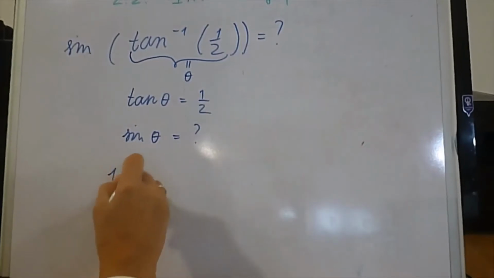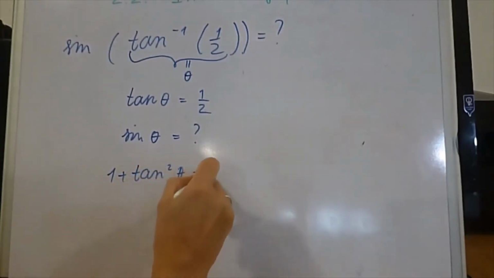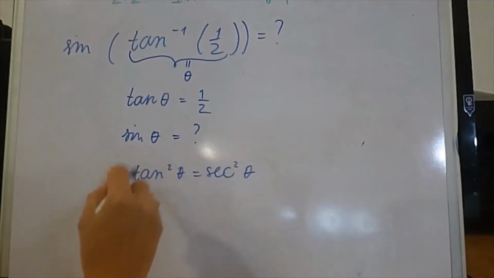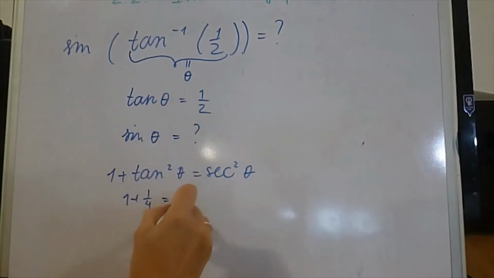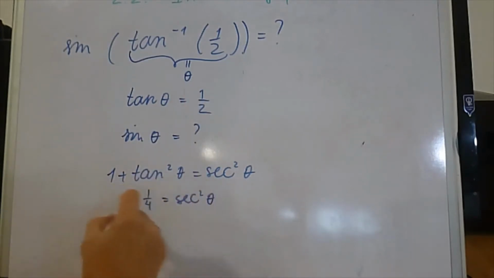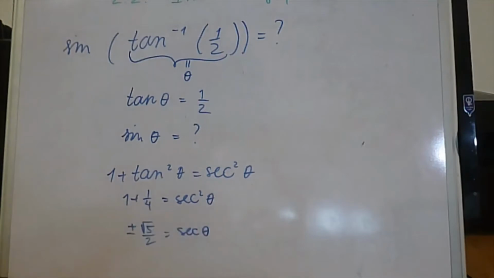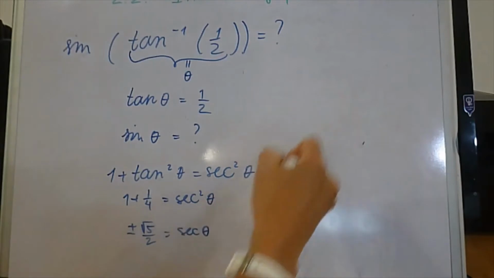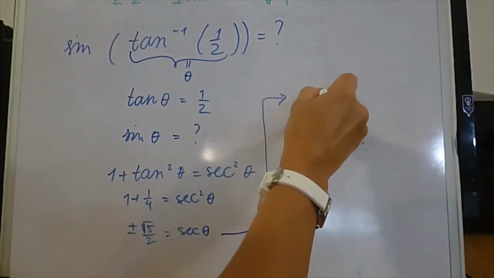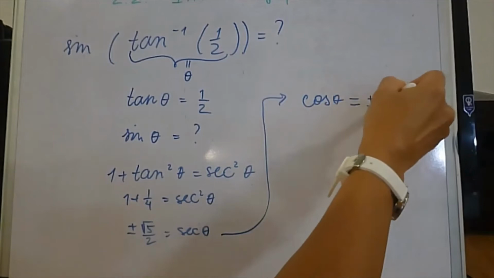Identity: 1 plus tangent square of theta equals secant square of theta, which is going to be 1 plus 1 over 4, if I square 1/2, equals secant square of theta. Or, if I bring it to a common denominator and then extract the square root of both sides, I'm going to get plus minus square root of 5 over 2 equals secant of theta. We do remember that secant is not what we need. We need a sine. Secant is going to actually give us cosine.